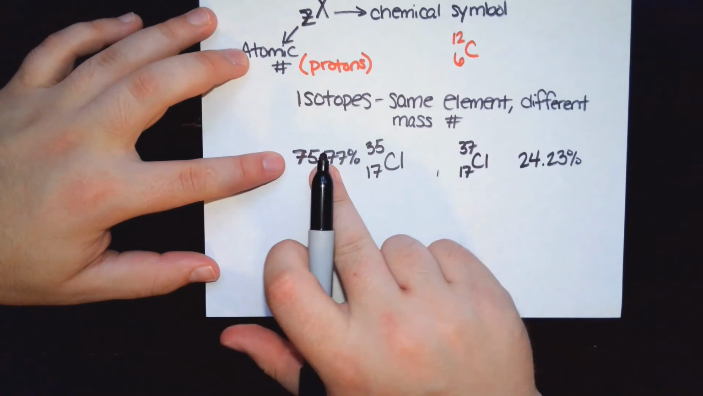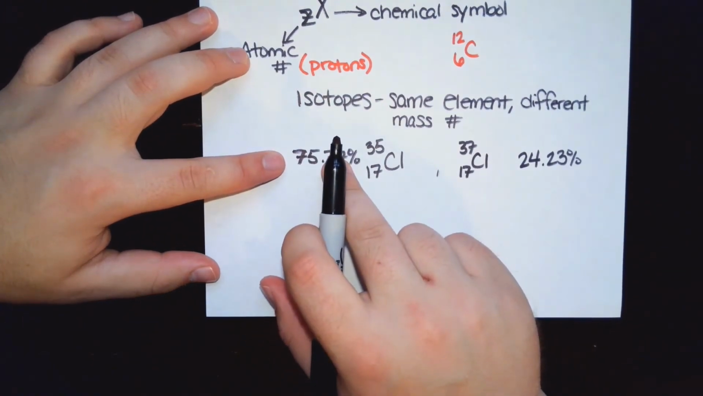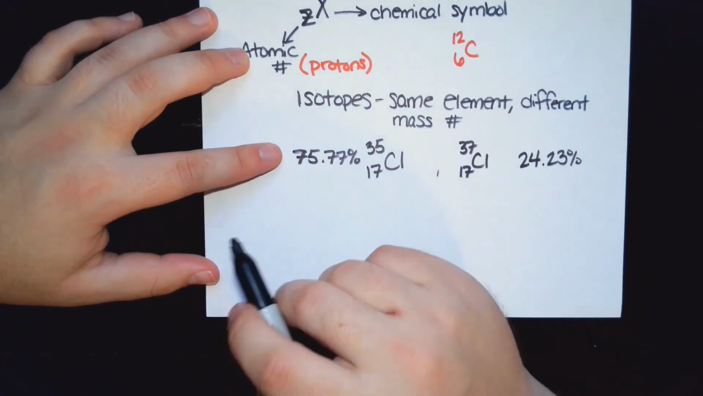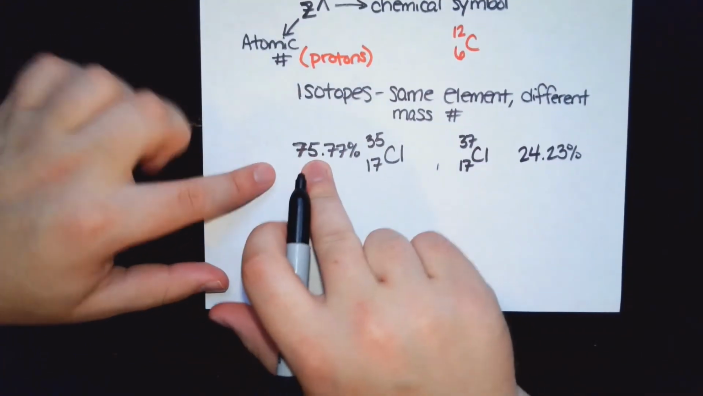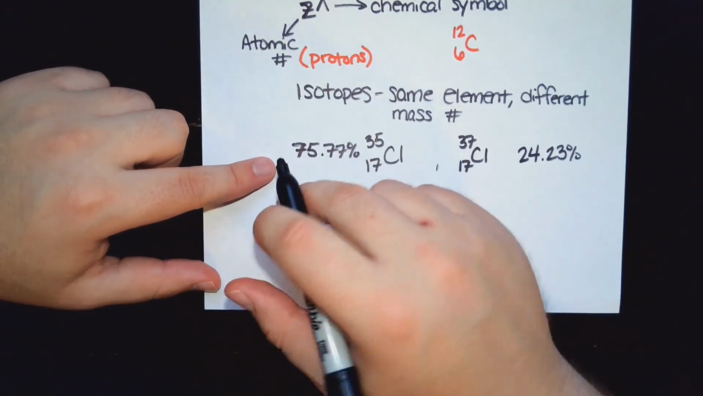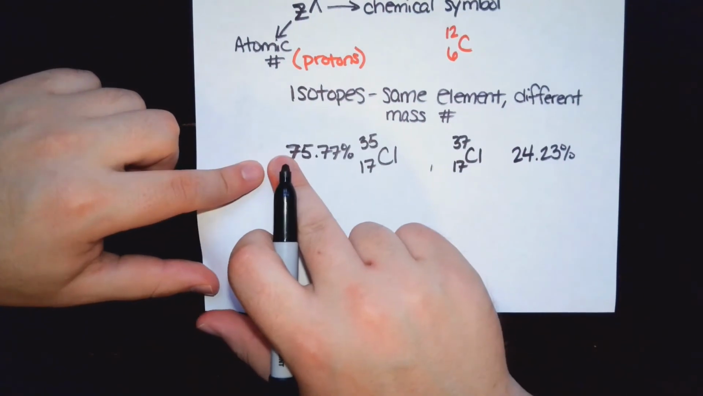So if you're trying to figure out the atomic mass, basically what you can do is take the percent abundance for each isotope, convert it to a decimal, multiply it by its mass number, and then add those all together. So what do I mean by that? Well, first of all, how do you convert a percent to a decimal? You have to divide by 100. So dividing by 100 is the same thing as moving the decimal over 2 spots.